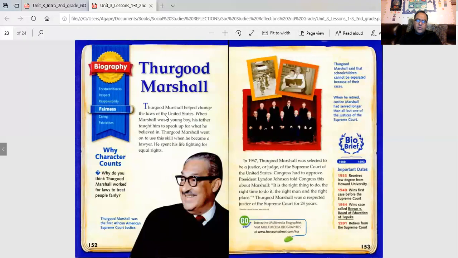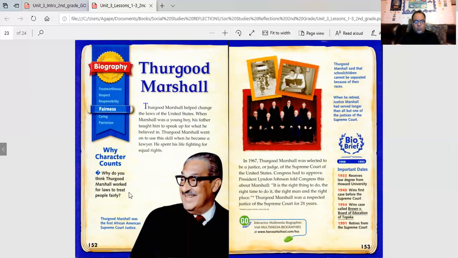Thurgood Marshall. Thurgood Marshall helped change the laws of the United States. When Marshall was a young boy, his father taught him to speak up for what he believed in. Thurgood Marshall went on to use this skill when he became a lawyer. He spent his life fighting for equal rights. Hold on. This is a story about a person. So if it's a story about a person, then it's a biography. The genre of this story is a biography, and it talks about fairness and why character counts.